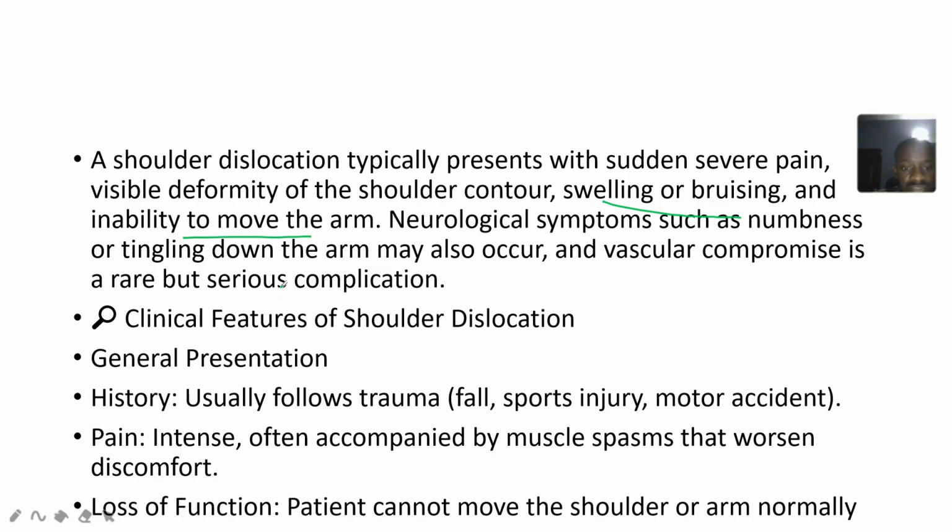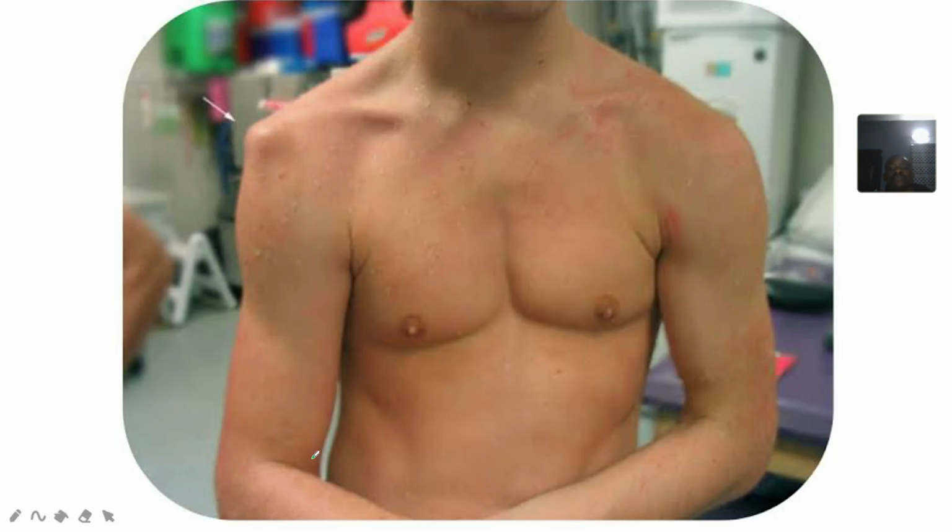General presentation is history. When you ask the patient what caused this, they will possibly tell you things like falls, sports injuries, motor accidents, and the pain they are feeling is usually intense, and there's loss of function. They are not able to use that part of the body like they used to. You could see there's loss of the rounded contour. Instead of your shoulder being round, it is just flat like this, to show you that they have not been using that part of the body that much.